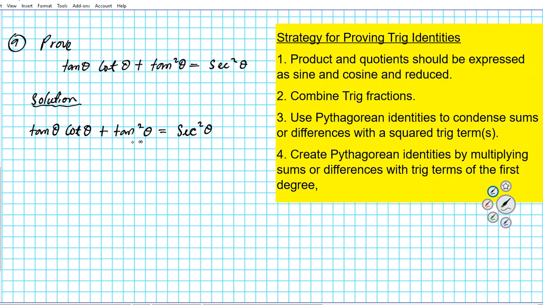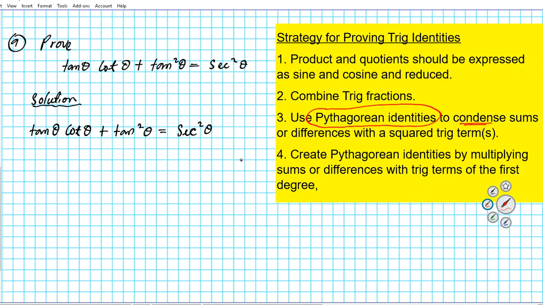Now, if you take a look at the left side of the equation that we're trying to prove, you'll notice an operation plus, a sum, and the square of a trig function. We have plus tan squared theta. Whenever you have the sum or difference of a trig function square, the first thing that should come to your mind is what? The Pythagorean identities. You ask yourself, can I change the side that has the sum or difference of the trig function square into one of the Pythagorean identities? That will enable you to condense as indicated in step 3, and then you'll be able to complete your proof.